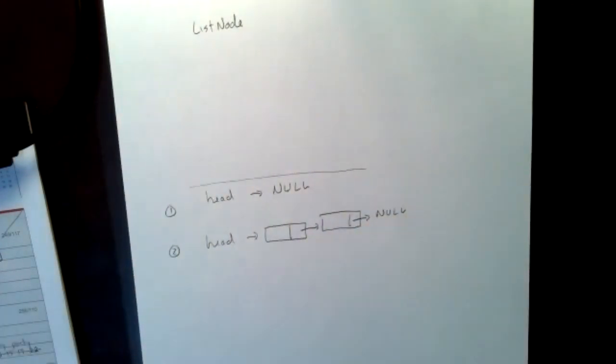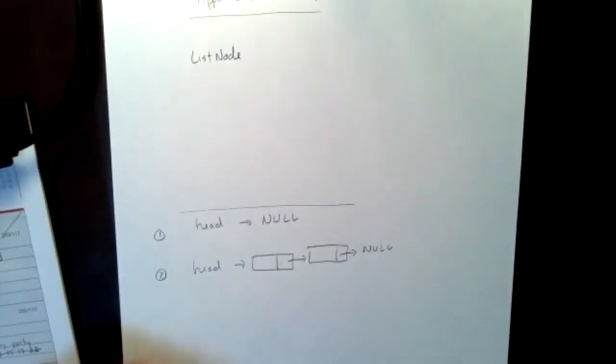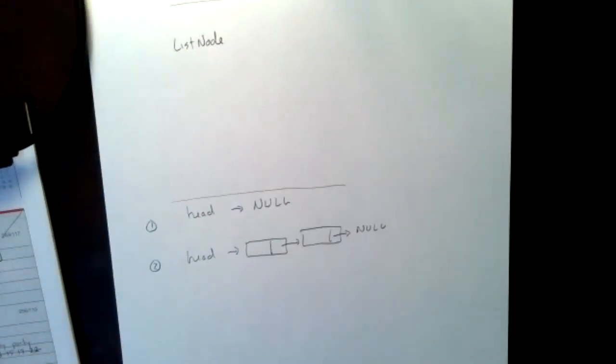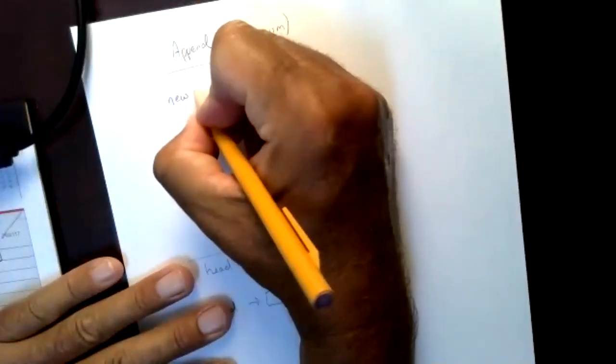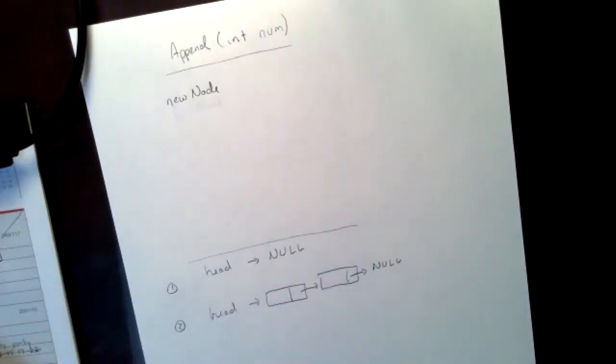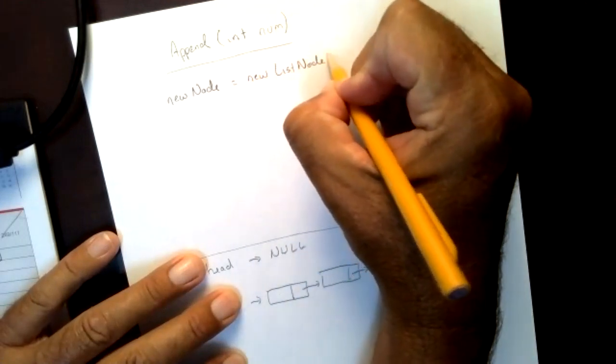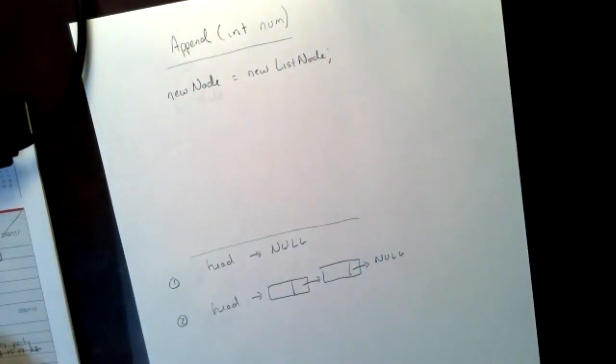Let's see how we set up the declaration to create a new node. Well, my data type is list node. This guy, struct list node, double value, and so I need to create a new node to get started. Anybody read ahead or see what we're supposed to do? Well, let's just say this is called new node. I'm going to give it a name. This is my new node. Now, what do I need to do? I need to say it is a new list node. That's its data type.